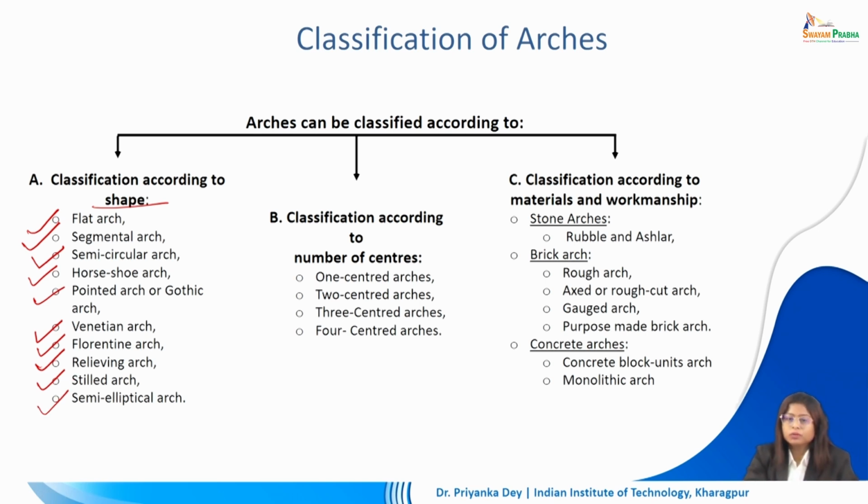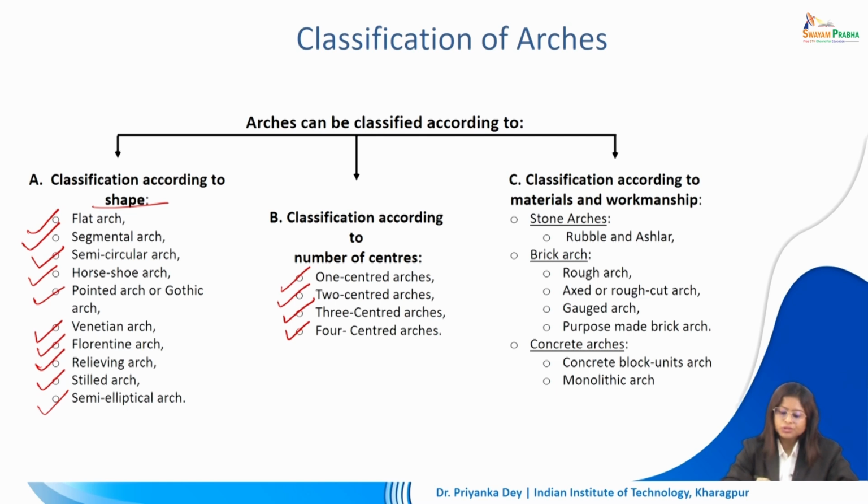We can also classify arches on the basis of number of centers, that is 1-centered arch, 2-centered arch, 3-centered arch and 4-centered arches. This will refer to the number of arcs that you have to create to give it the entire shape. So the number of centers of each of these curves will define the number of centers in the arches. Classification can also be done on the materials and the type of workmanship expected.